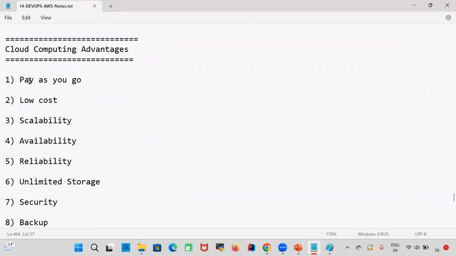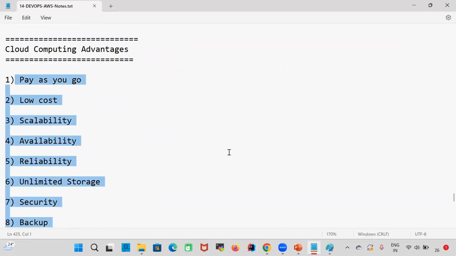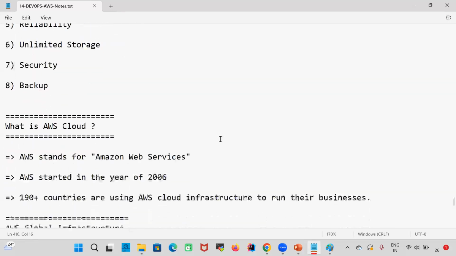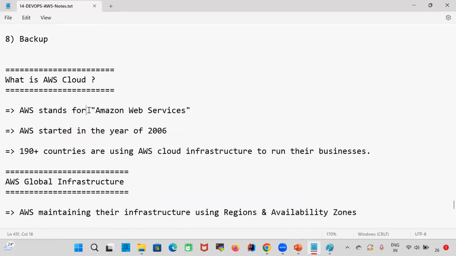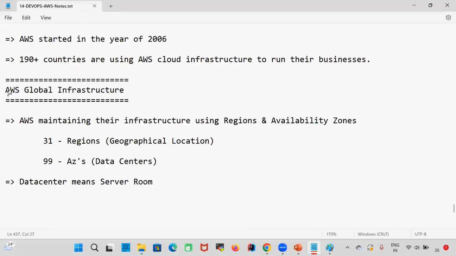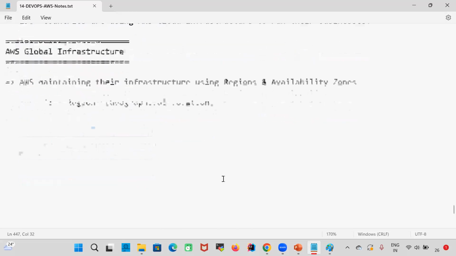What are the advantages of cloud computing? These are all the advantages of cloud computing. What is AWS? AWS stands for Amazon Web Services. This AWS started in the year 2006. 190 plus countries are using AWS cloud infrastructure to run their business. How does AWS maintain the infrastructure? AWS has a global infrastructure, maintained using regions and availability zones. AWS has 31 regions and 99 data centers. What is a data center? A data center means a server room.